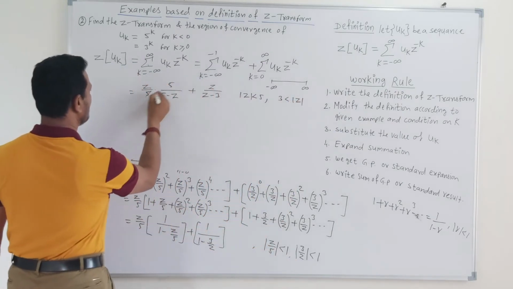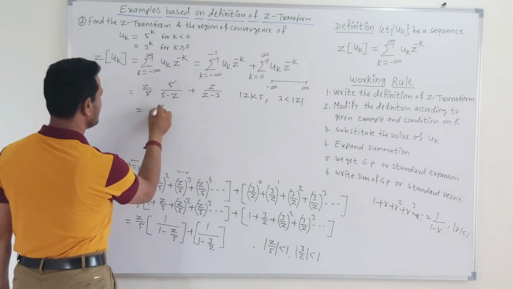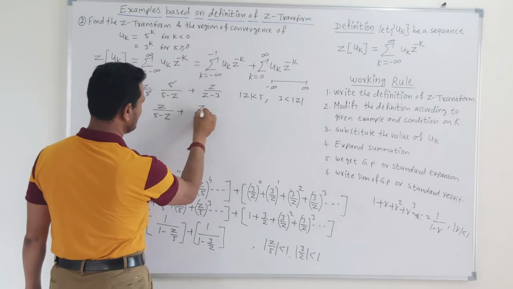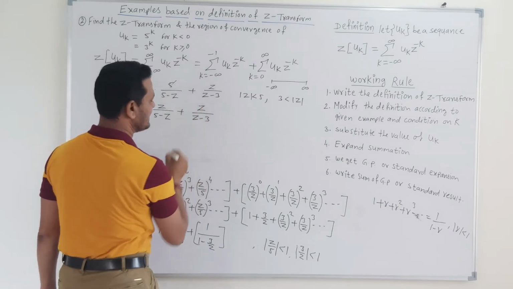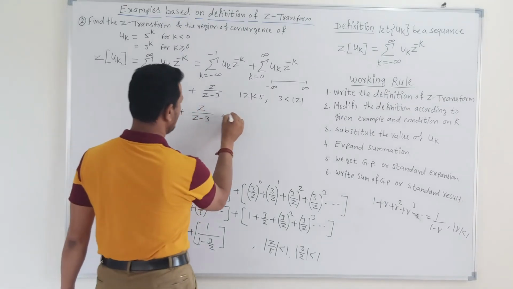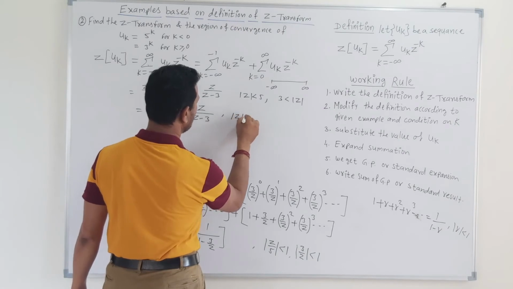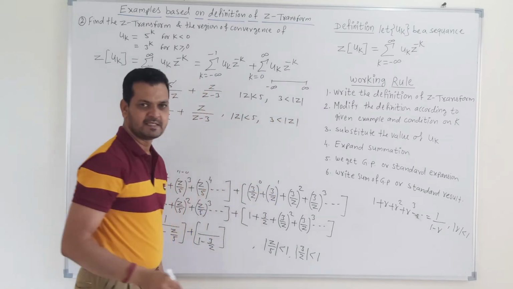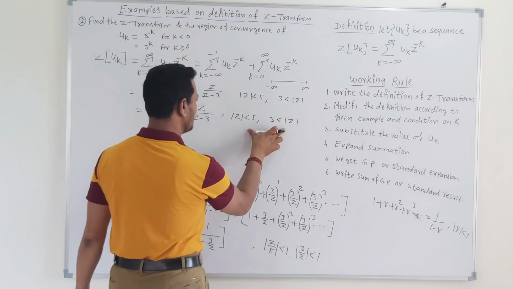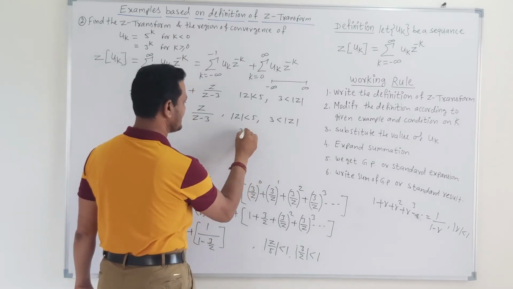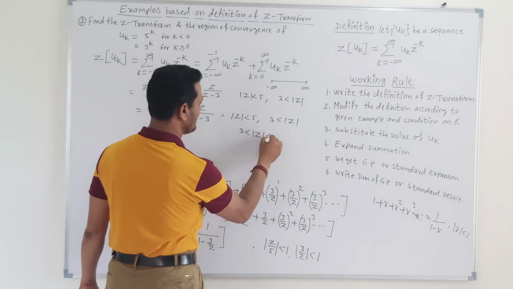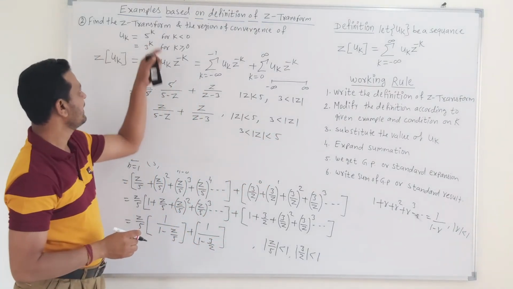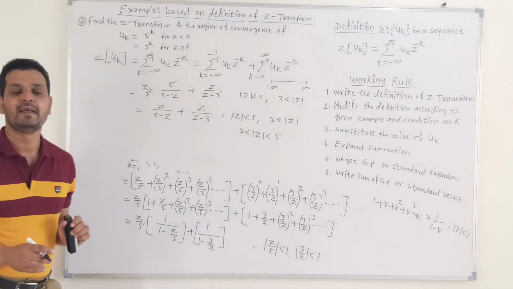Now friends, if we try to simplify this, then we get z upon 5 minus z plus z upon z minus 3. Here a condition is that mod of z is less than 5 and 3 is less than mod of z. So if we combine these two conditions, we get 3 is less than mod of z less than 5. In this way we get the required Z transformation of the given example.